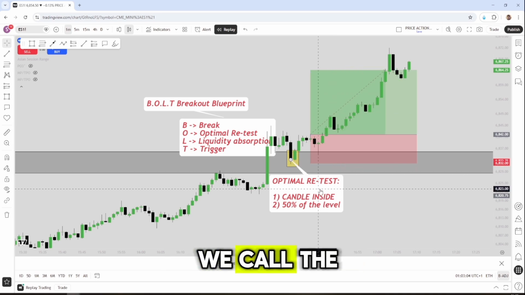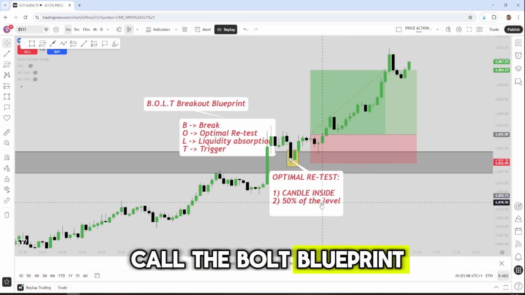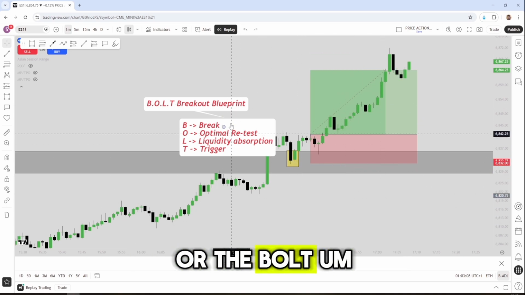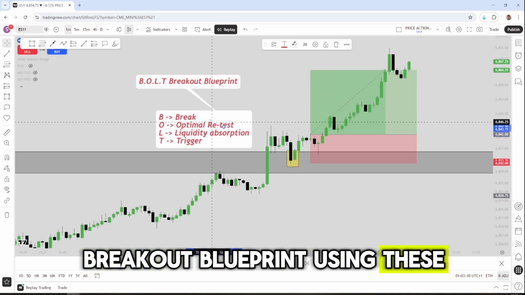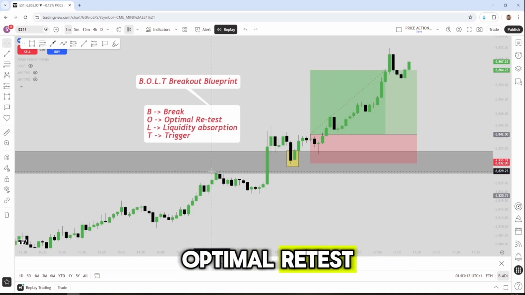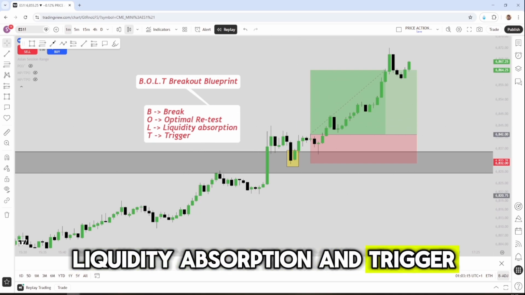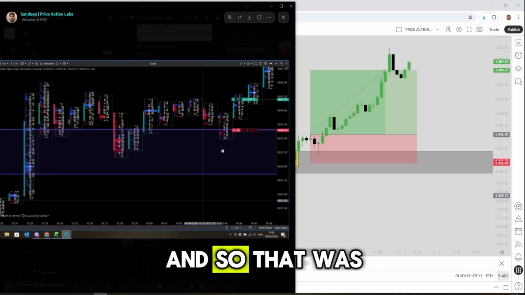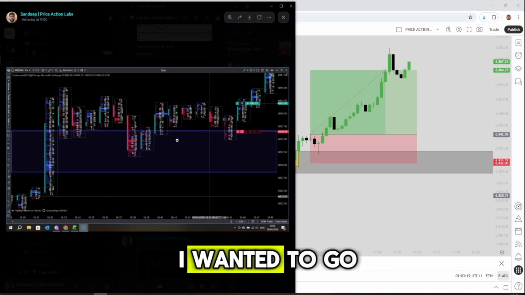And this is what we call the Bolt Blueprint execution model, right? Or the Bolt Breakout Blueprint. Using these 4 things: break, optimal retest, liquidity absorption, and trigger. And so that was the final trade, right? That's kind of what I wanted to go through in this video.